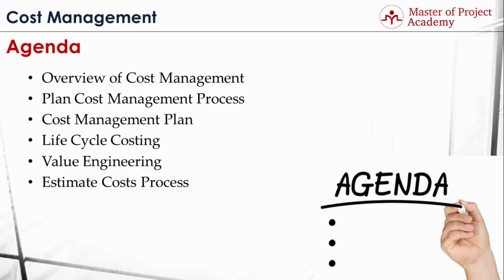The estimate costs process is the second process of the cost management knowledge area. We'll go over this process in detail. Cost estimation for each project activity and for tools, materials, and equipment is done in this process. And based on these estimations, the overall project budget is estimated.